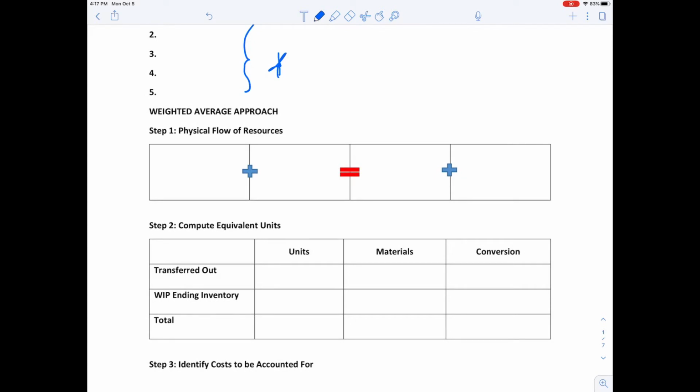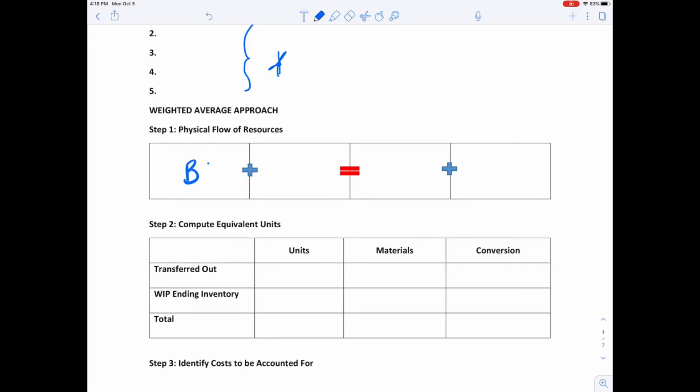I'm going to first go through the weighted average approach. Step 1 is to find the physical flow of those resources. How can we account for the units? The number of units is not going to change, so that's always a good thing to go back to, to make sure that we've accounted for everything. So that physical flow of units, we're always going to start with our beginning inventory. We're going to add in any transfers in or units added to the process.